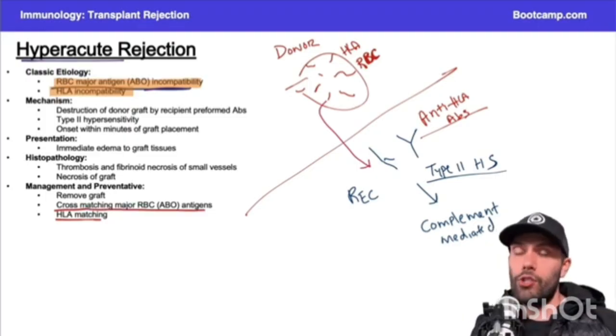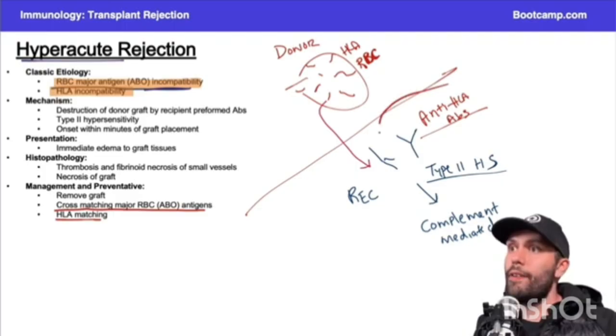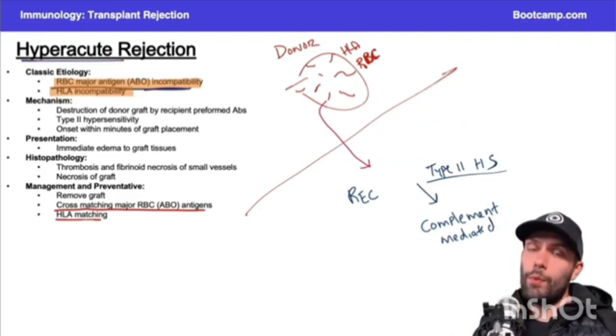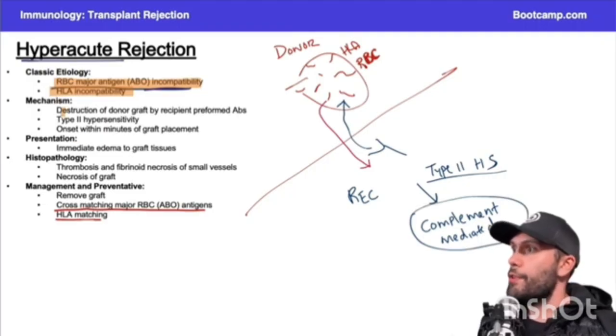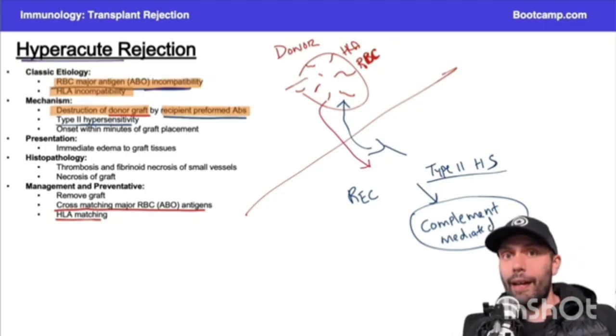Because if we don't match the HLA markers and we start donating tissue, that host might already have antibodies to that graft. And so what's going to happen here? Well, it's the same thing as what we talked about with the red blood cells. These antibodies are then going to bind to the surface of the donor's graft, and this is going to lead to complement-mediated destruction. So again, it's destruction of the donor graft, and this is where you have to be careful. Again, destruction of the donor graft by recipient preformed antibodies. Again, this is a type 2 hypersensitivity because I'm putting antibodies on tissue.